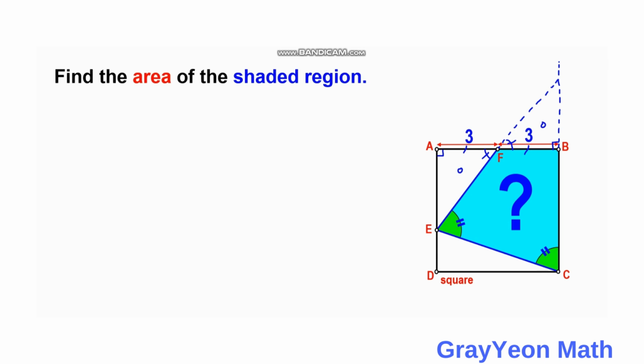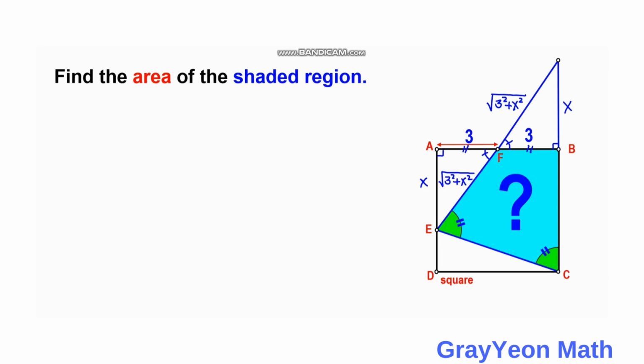Therefore, we can say that if this is x, then this should be x. And this length, this hypotenuse EF, is the square root of 3 squared plus x squared, and it will be congruent to this. So this will be the square root of 3 squared plus x squared.